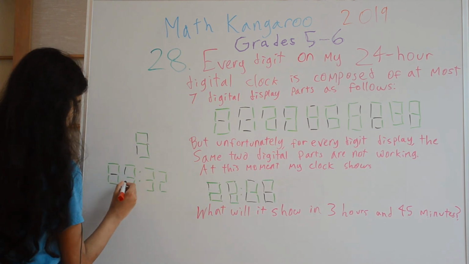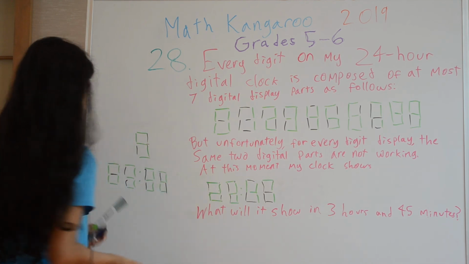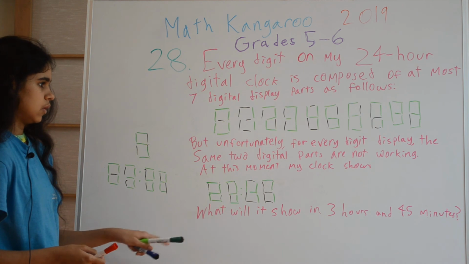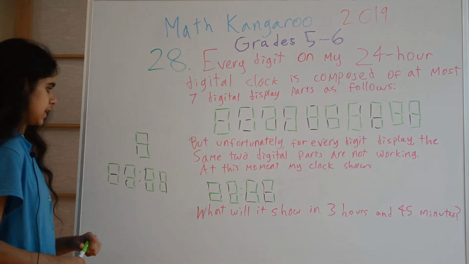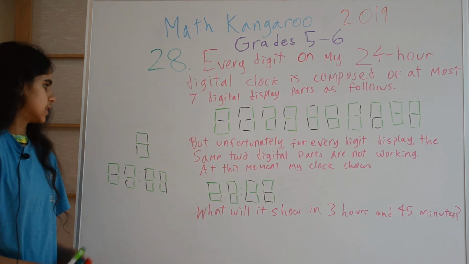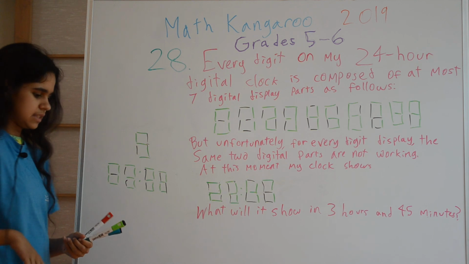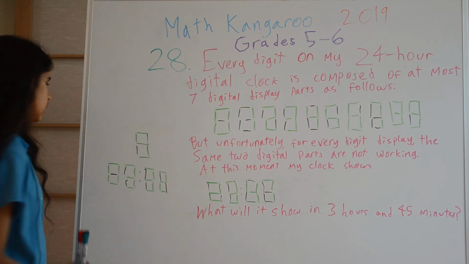So we have this, and it seems like, great, we're done, but we're not, because we want to know what my clock is going to show. And my clock isn't going to show this because my clock still has these parts not working. So wherever we see these parts lit up, even though they're supposed to be lit up, they're not going to be on my clock. So we'll have to remove them.